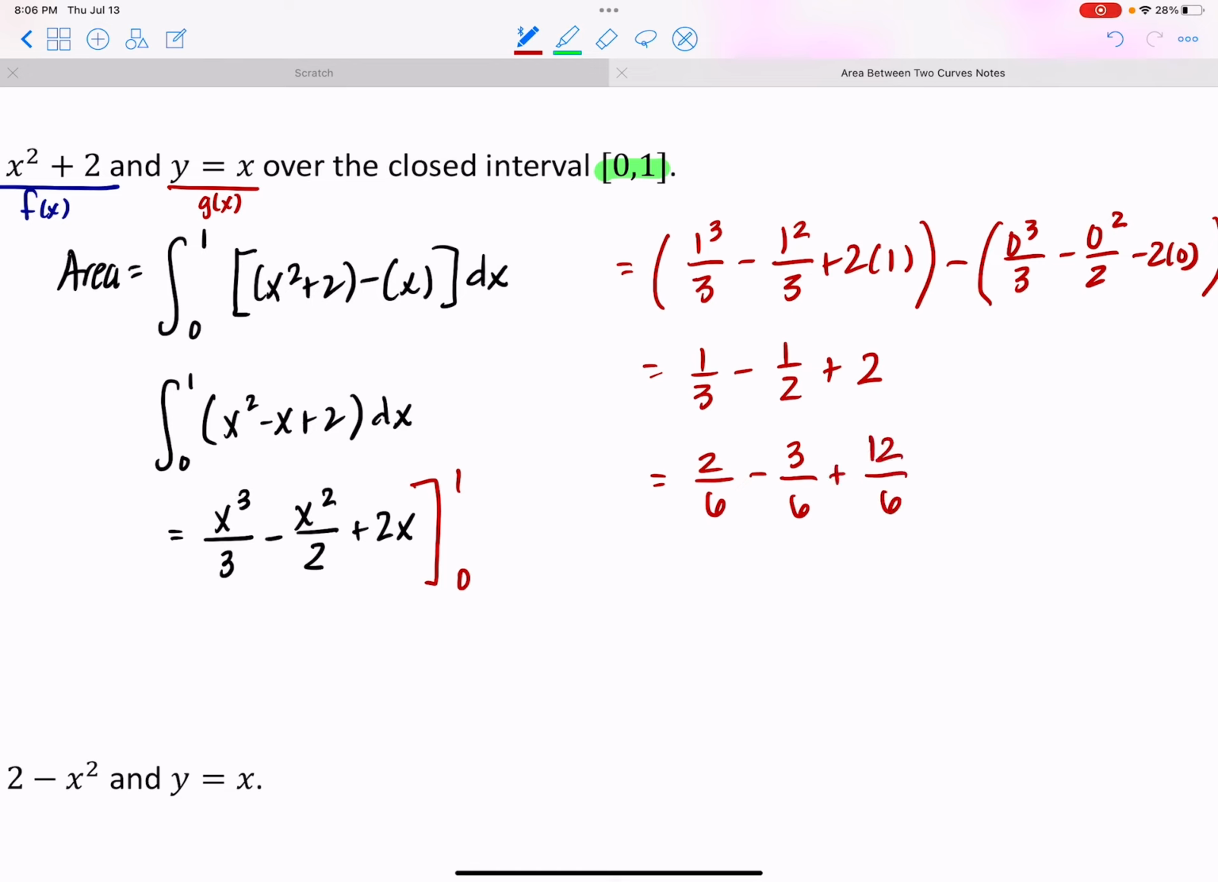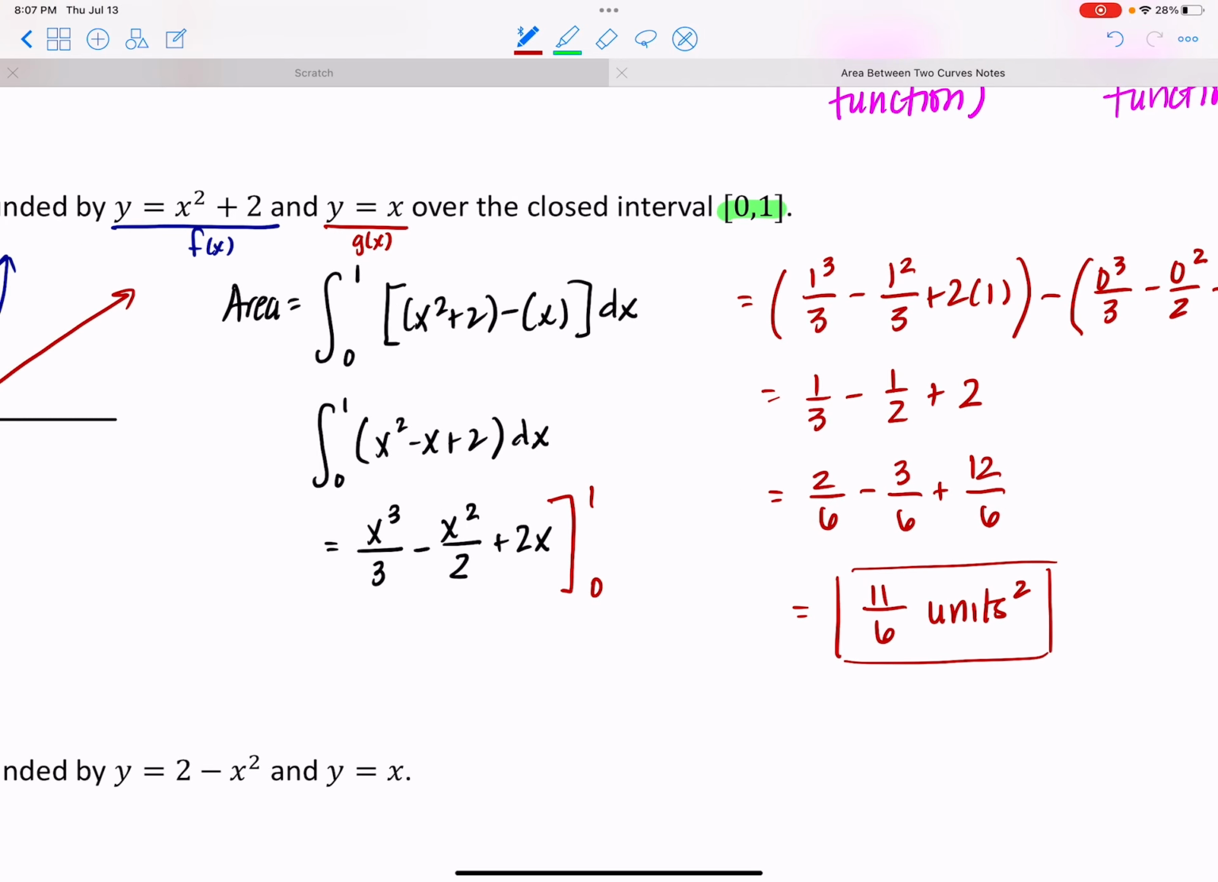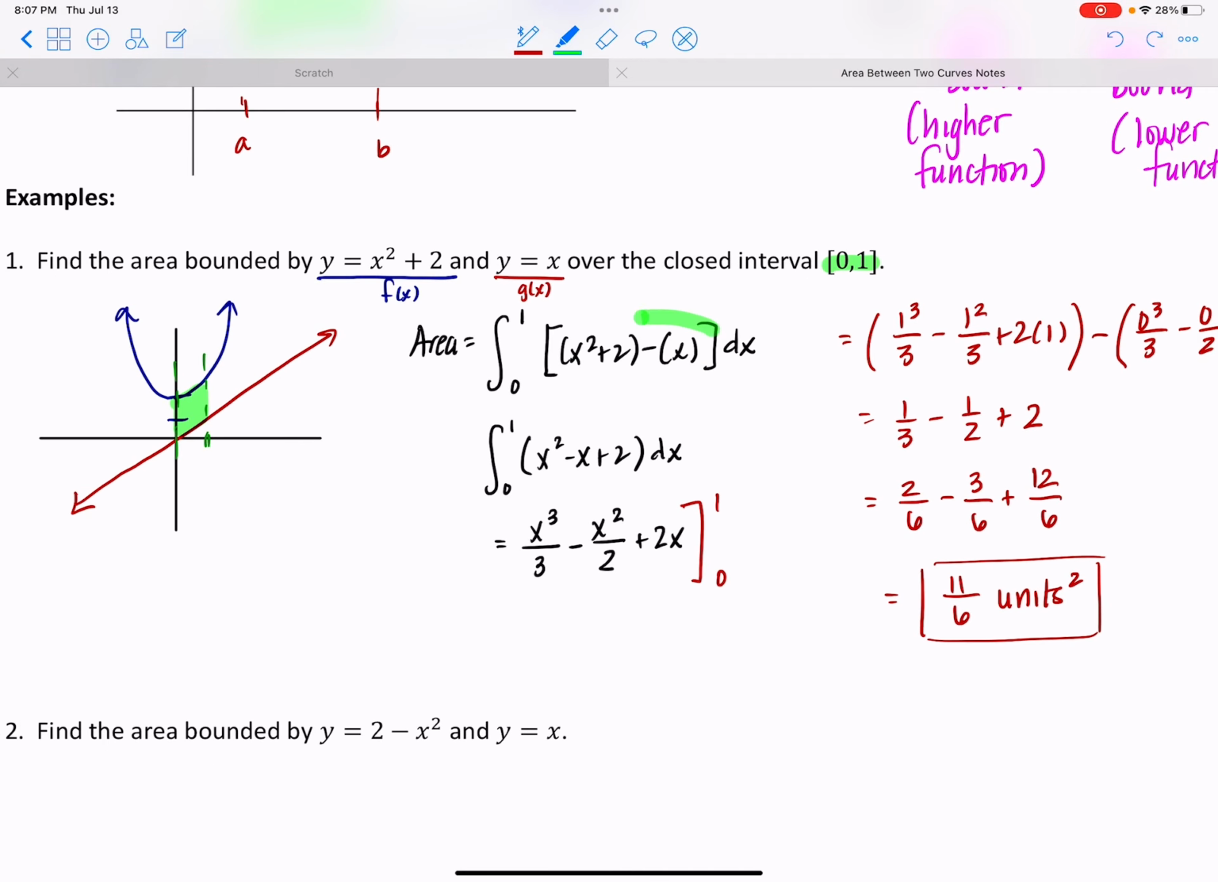So 2 minus 3 is -1. -1 and 12 is 11. So our area is 11/6 units squared. Square units. That is our area. And we've done it. So again, almost all the same thing we were doing in our previous topic with just one additional step up front. And to do this additional step, we have to make sure we know which function is our upper bound, which one is our lower bound, and then we're good to go.